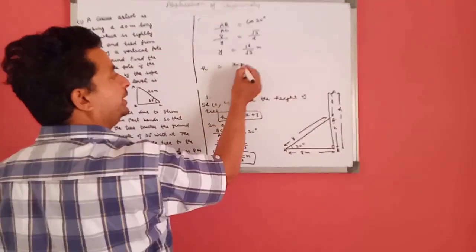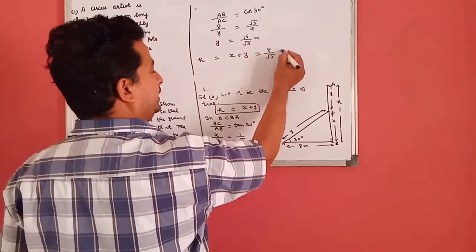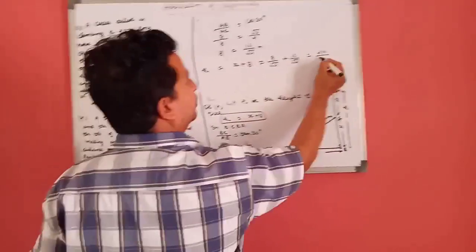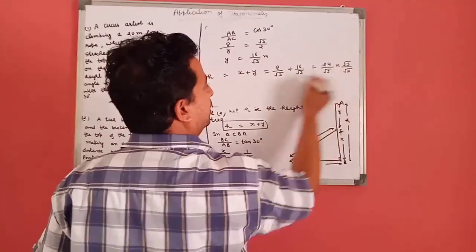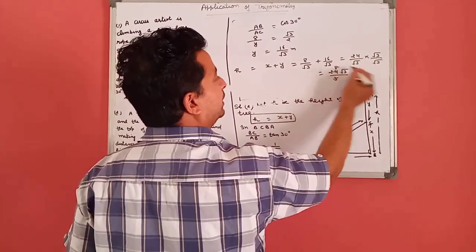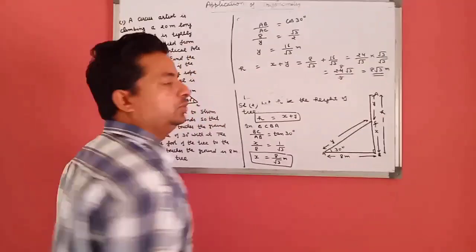And the height of the tree is X plus Y. This means 8 upon root 3 plus 16 by root 3. This is 24 by root 3. When we rationalize this, 24 root 3 upon 3, which is 8 root 3. This means the total height of the tree is 8 root 3 meters.